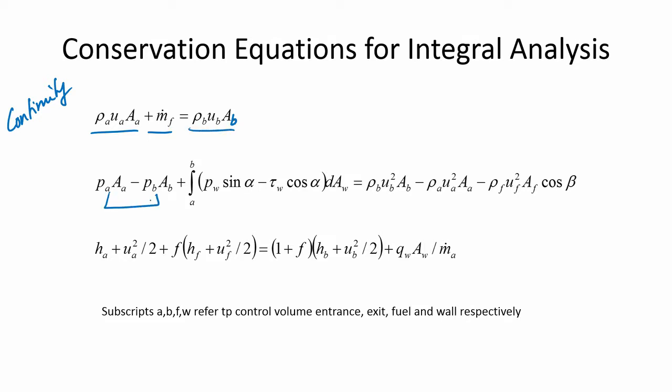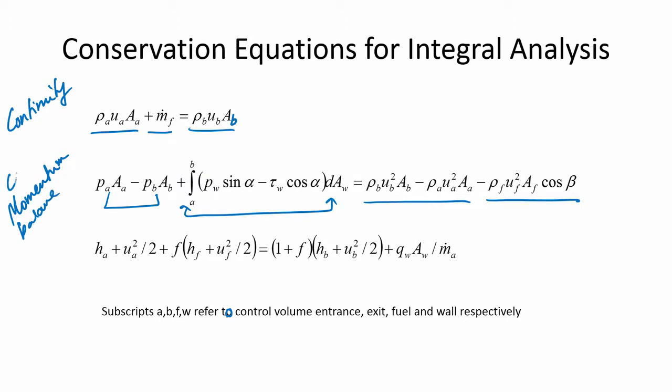The force arising due to the pressure differential must be balanced by the inertia forces and that due to the fuel. And also there have to be losses that can arise due to the friction as well as the fuel injection. Here A, B, F, W refer to the control volume entrance, exit, fuel and wall respectively. So this is the force balance inside the combustor, that is, the momentum balance, the change of momentum or force balance.